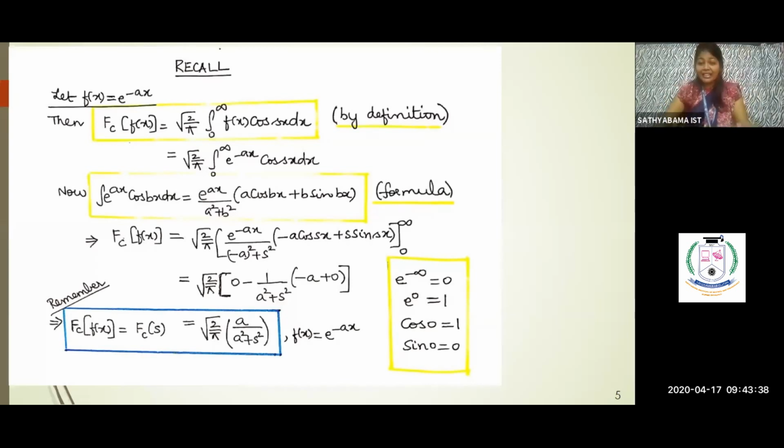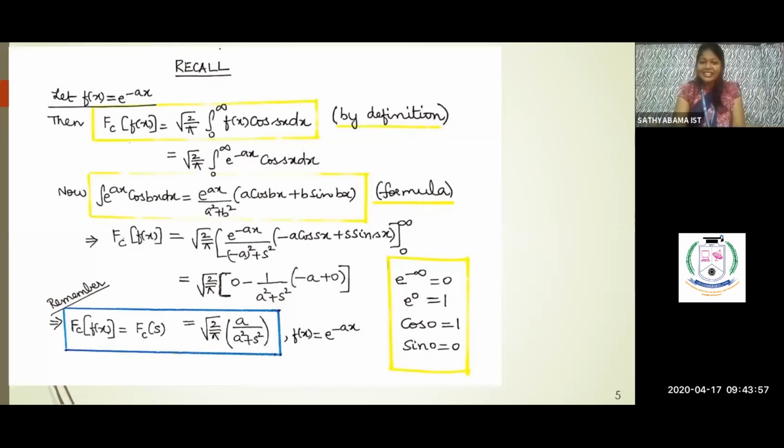Never forget, what is the Fourier cosine transform of e power minus ax? It is root of 2 by pi a by a square plus s square. Never forget this. You have to remember this result by heart, because it's a very, very famous function which we use almost everywhere in Fourier cosine and sine transform problems.